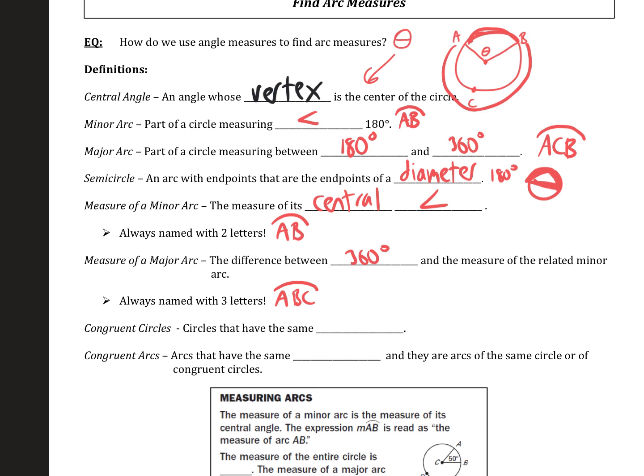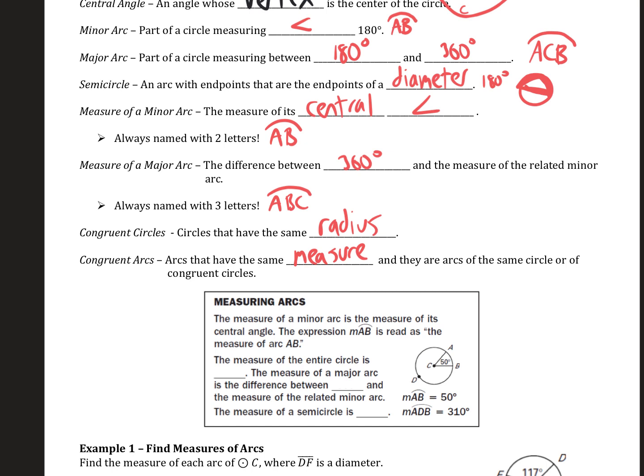All right. Congruent circles are circles that have the same radius. And congruent arcs are arcs that have the same measure, and they're on the same circle or on congruent circles, okay? So congruent arcs need to be on the same circle or on congruent circles.